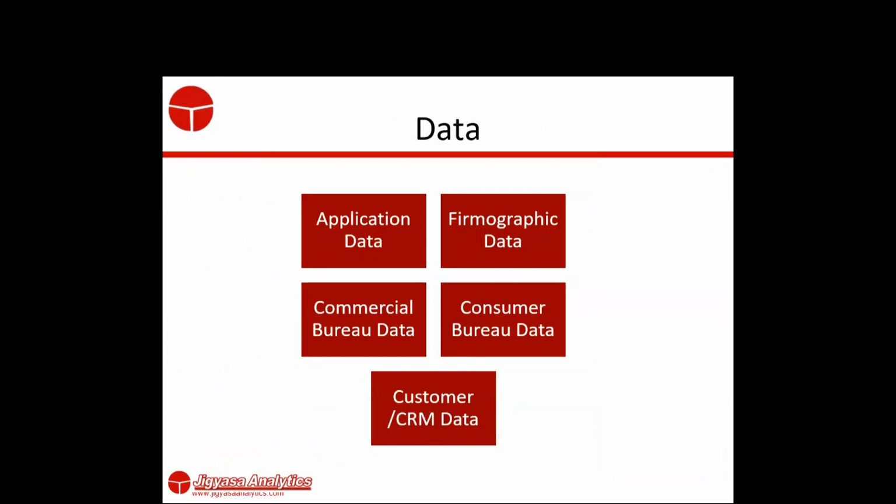So then, after we have done the segmentation, the next thing we have to consider is the different data types. And in general, for a credit risk scorecard, commercial, in our equipment finance commercial lending space, there would be about 5 types of this data. There could be application data, there could be firmographic data, there could be commercial bureau data, there could be consumer bureau data, and there could be customer or CRM data. And I'll talk a little bit about each of these.